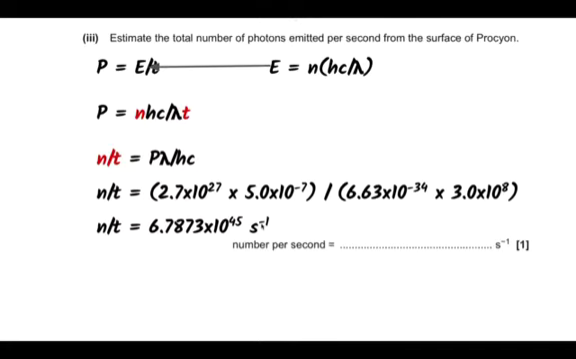But I now need to make sure that I write my answer on this dotted line to the appropriate number of significant figures. And you can see that I've got 2 sig figs, 2 sig figs, 3 sig figs, 2 sig figs. So my limiting factor is 2 sig figs. I'm going to make sure that I write my answer to 2 significant figures, which in this case is going to be 6.8 times 10 to the 45 photons per second.